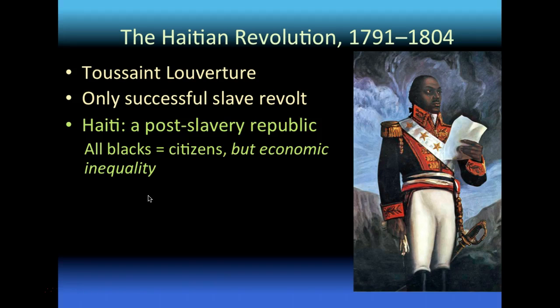Haiti became a post-slavery republic, meaning all black people as a republic had a right to vote and became citizens. However, there was a lot of economic inequality. What did this mean? The 30,000 gens de couleur, the 30,000 black men who had owned plantations or land prior to the revolution, continued their position in power and had economic and social and political influence way above the 500,000 slaves who had been freed.